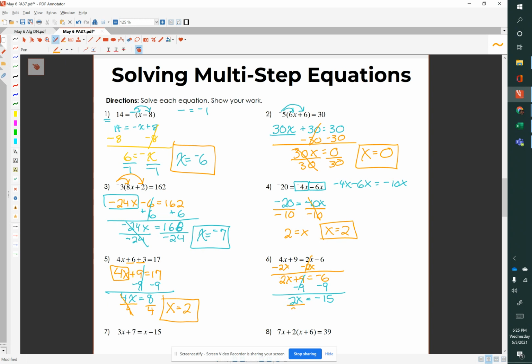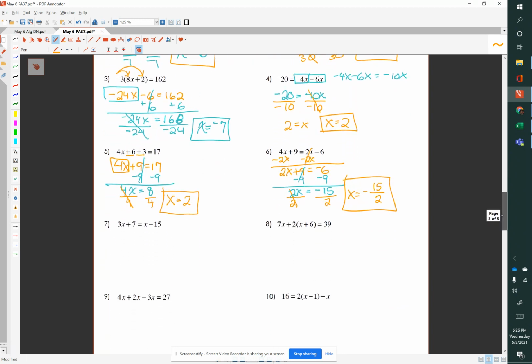So I'm going to divide by positive 2 on both sides, which will give me x equals negative 15 over 2. And usually in algebra, we do not convert the improper fraction to a mixed number. We usually just leave it that way.